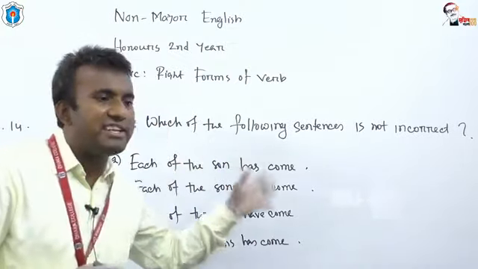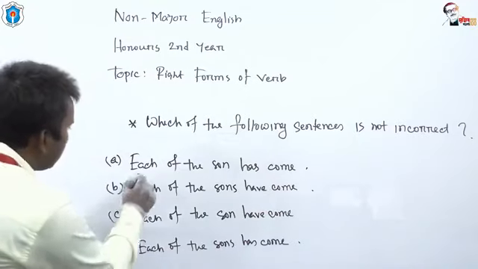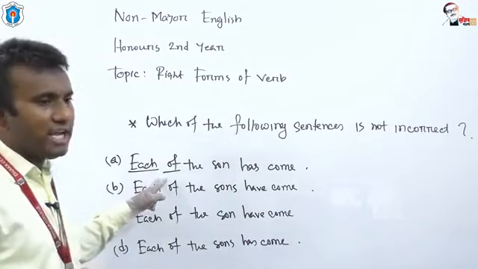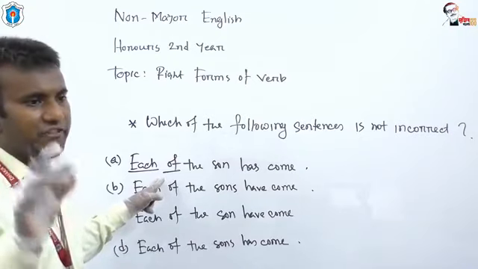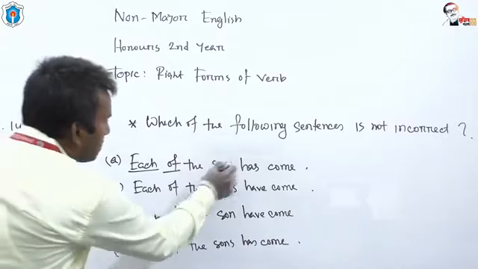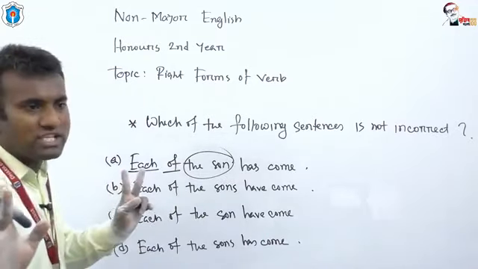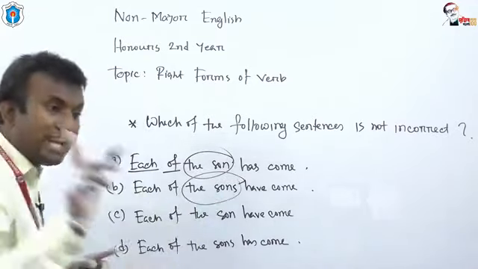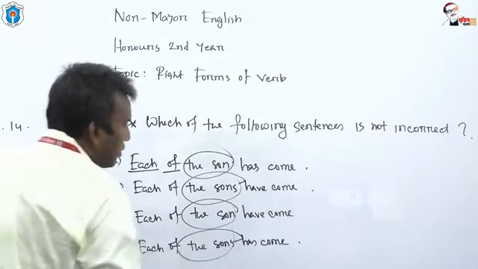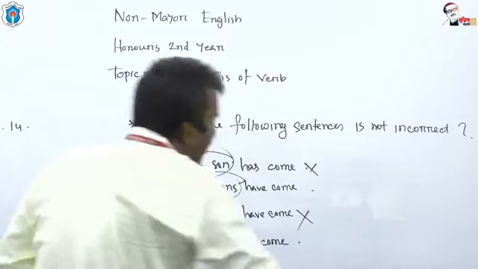The rule is really easy to understand. This is distributive pronoun. This is of. If you get of after each, every, either, neither, one, the noun will be plural. This one is singular, we cannot take it. This one is plural, we can take it. This one is singular, we cannot take it. This one is plural. So these two options cannot be taken.